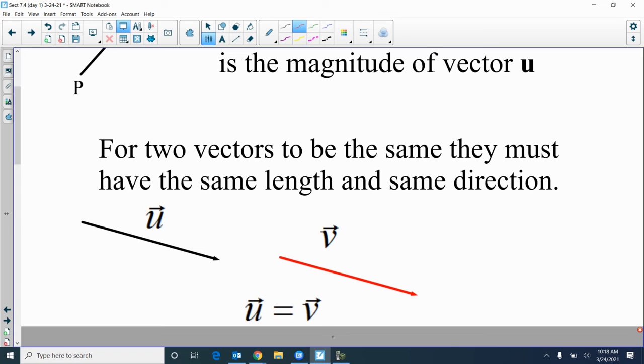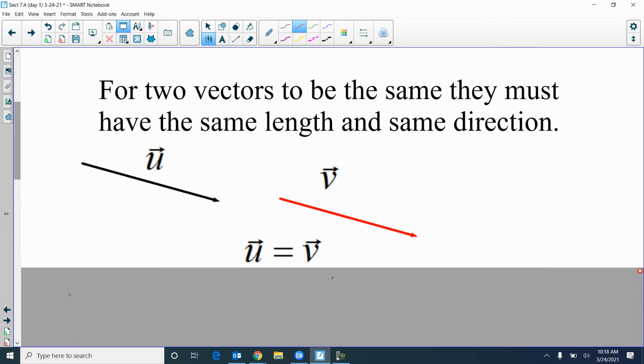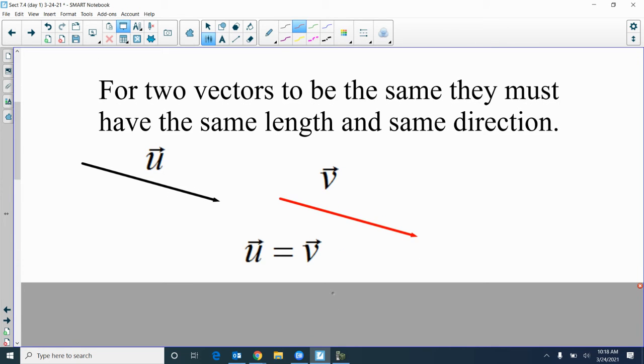Equal vectors. The only way two vectors can be the same is they must have the same length and the same direction. Okay, so you've got vector U there, and vector V is the same. It's got to be the exact same length. It's got to be going the exact same direction. It can't be going any other direction.